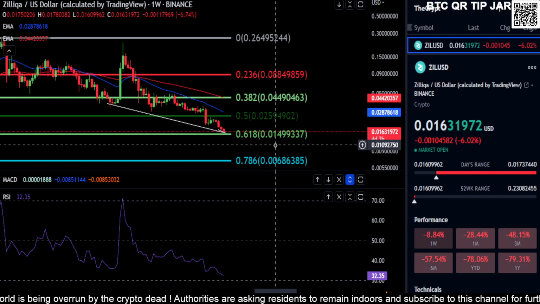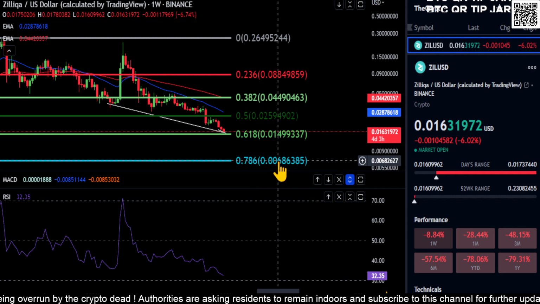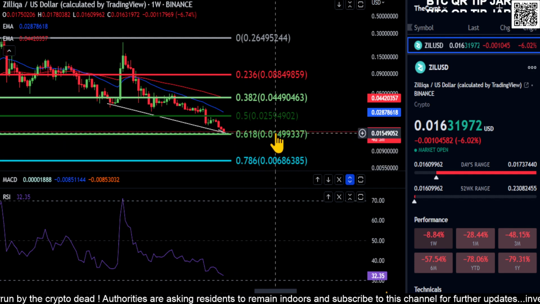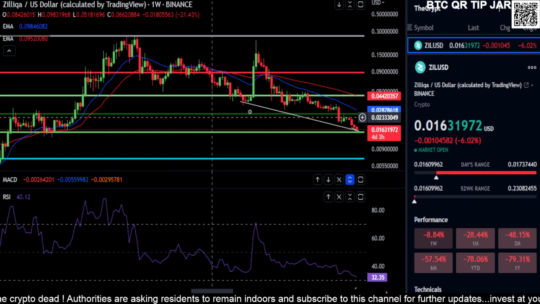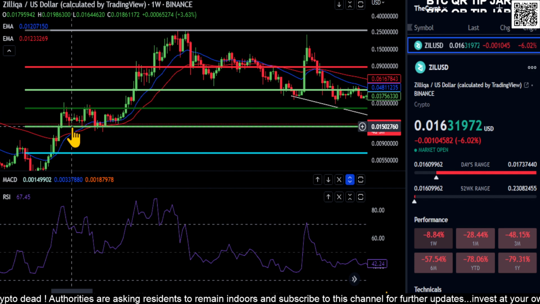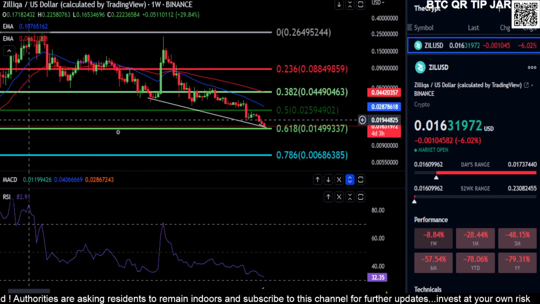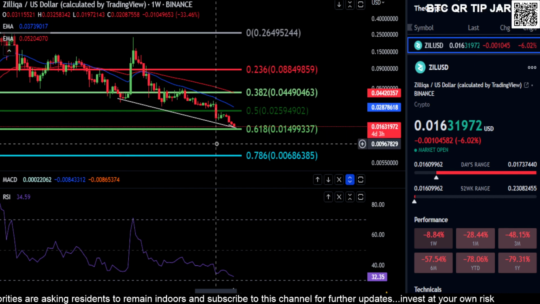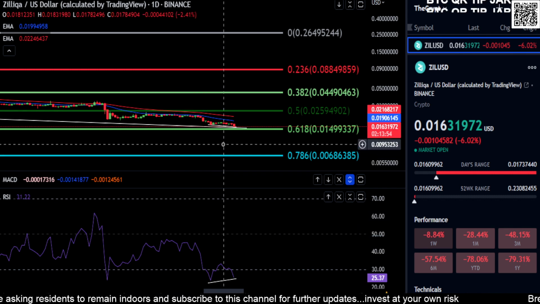If you end up losing that, then you're losing this macro support here, and you're probably coming down here to 0.06. But like I said, if you bounce here, then you have that potential to come up here to 0.25, like it seems to do every time it does come down to this area. So we'll see how it plays out. But like I said, you do have bullish divergence on the weekly chart, on the daily chart, and you have bullish divergence on the RSI on the daily chart. So something to watch out for.